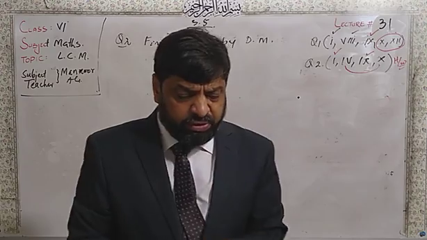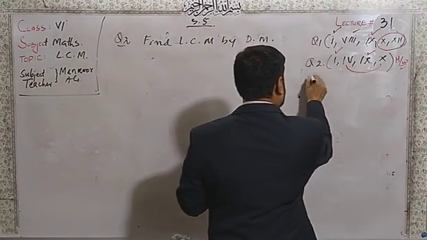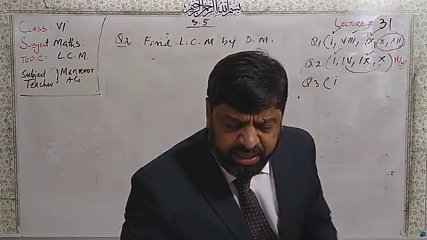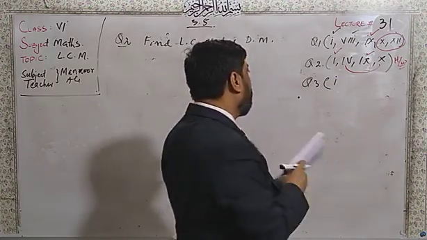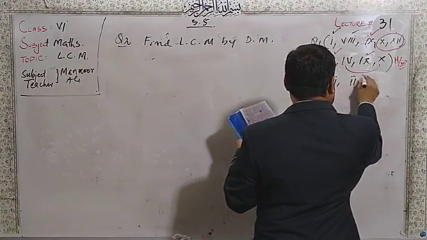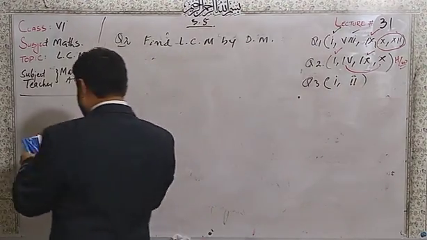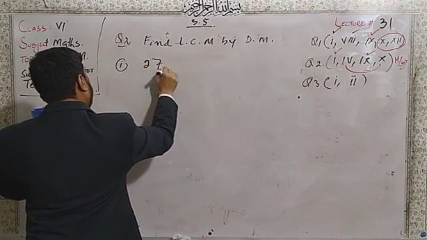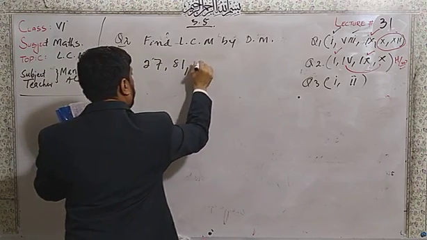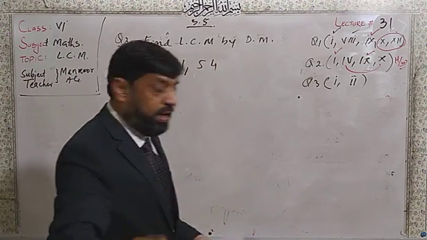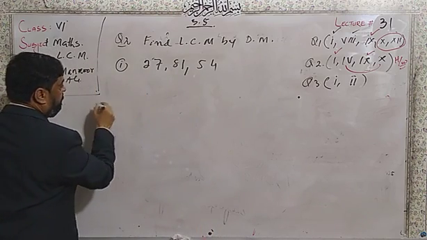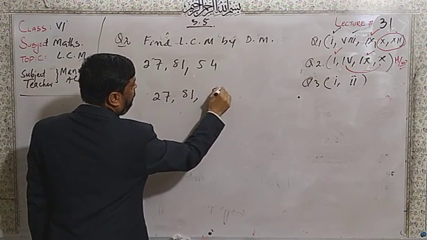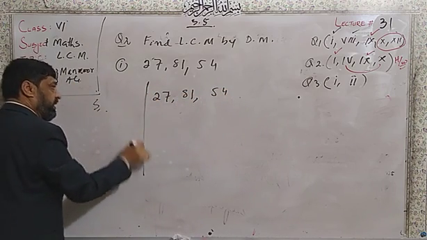Now, what is the question? Question number 3. We have only two parts, part number 1 and 2. I'll do the one part and you have to do the second. Dear students, here part number 1: 27, 81, 54. Now, I write here the solution 27, 81 and 54. This is the division method.